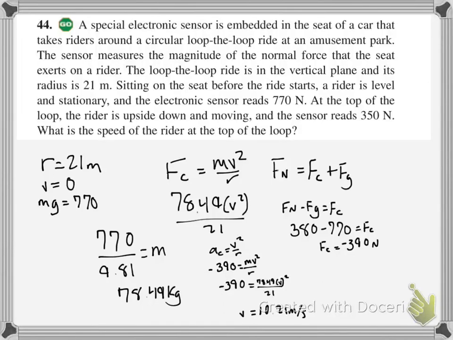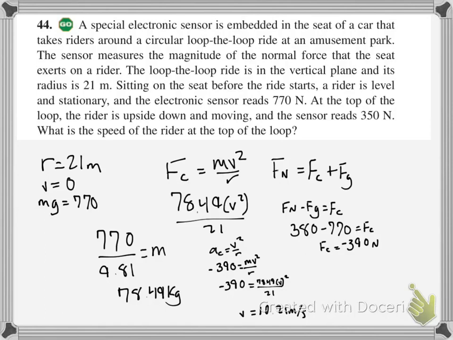Okay, so a special electronic sensor is embedded in the seat of a car that takes riders around a circular loop-de-loop ride at an amusement park. The sensor measures the magnitude of the normal force that the seat exerts on a rider. The loop-de-loop ride is in the vertical plane and its radius is 21 meters.